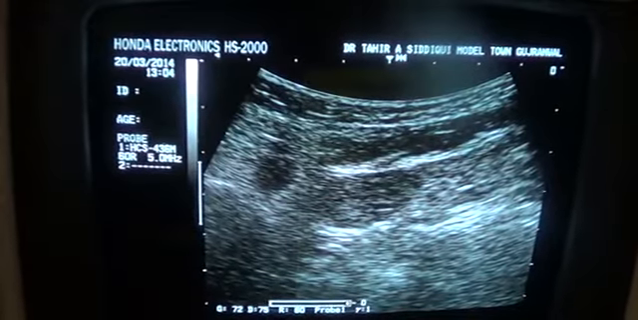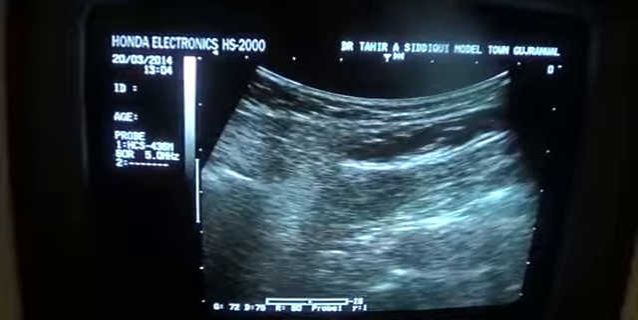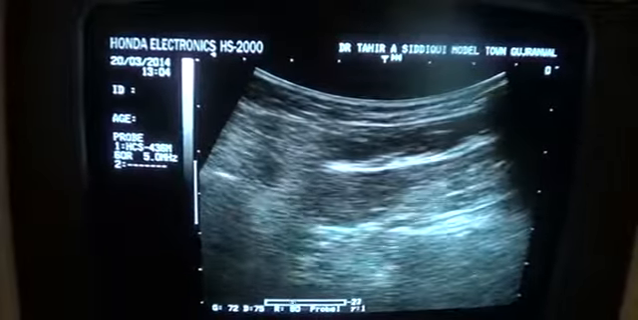So this is a case of cervical as well as submandibular lymph nodes of possible benign cause.